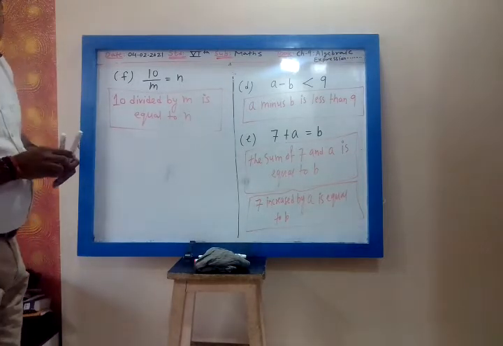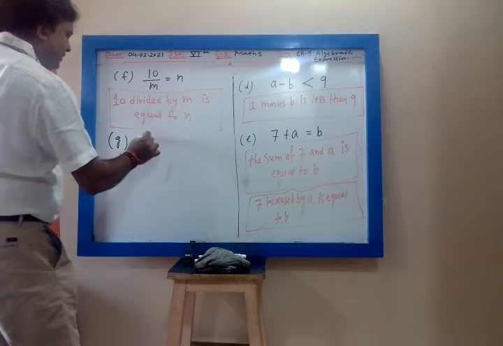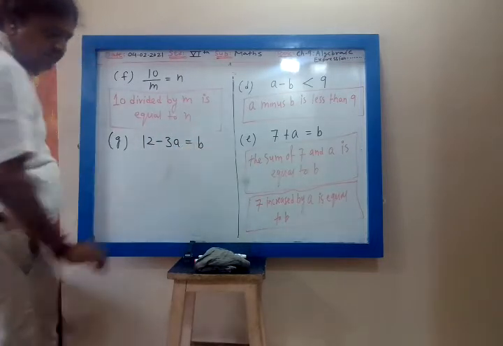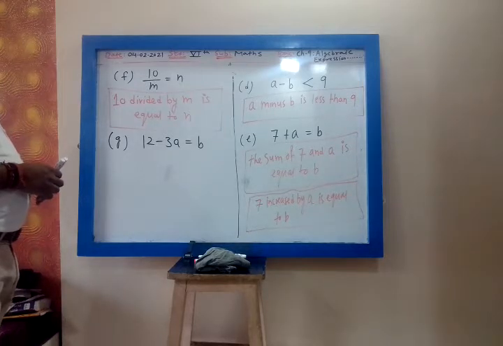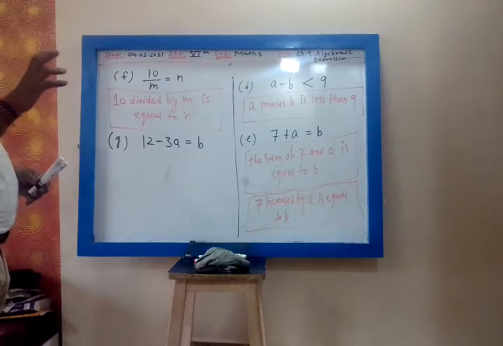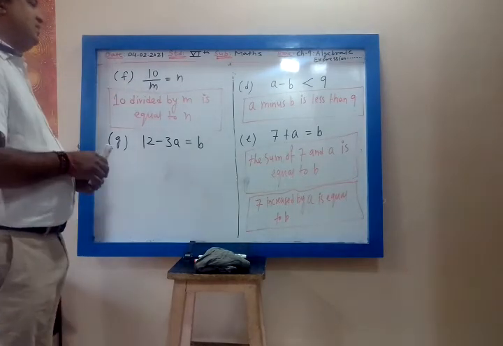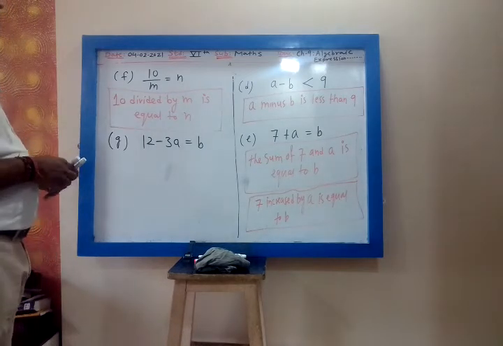Then G, 12 minus 3A is equal to B. No, you cannot use the word added. Sum, plus means increased. Now 12 minus 3A is equal to B.